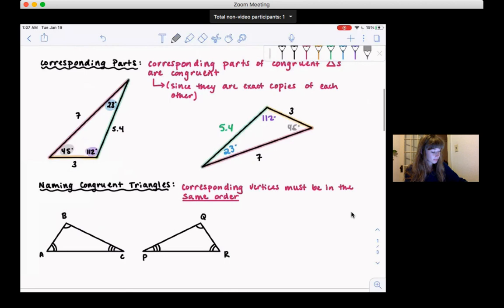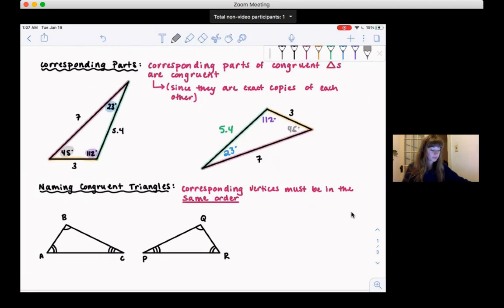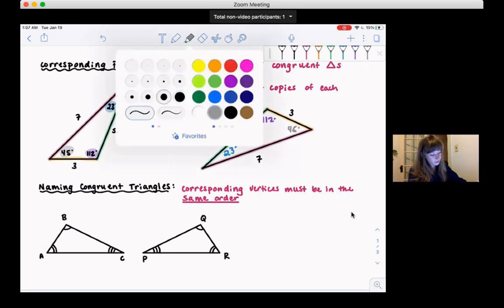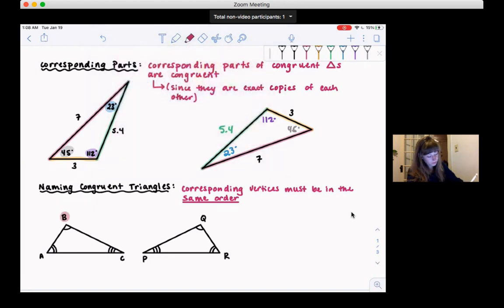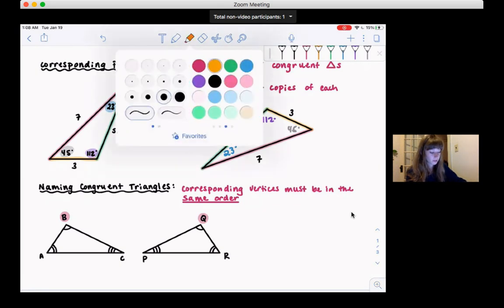All right, last thing for kind of the intro is that when we name congruent triangles or write down in symbols that they're congruent to each other, it's really important that we pay attention to the order of the vertices or the corners. Corresponding vertices have to be in the same order. So let's say we make B pink, and that's a one swoop angle, which corresponds to angle Q, also one swoop, so Q will also be pink. We're just matching up corresponding vertices.